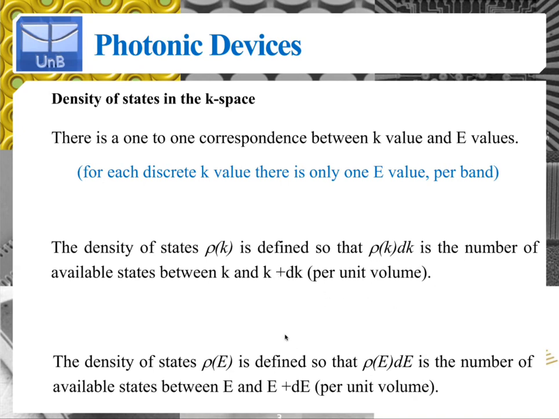Just as we defined rho of E, the density of states expressed as a function of E, here we were talking about rho as a function of k. But rho of E is defined so that rho of E dE is the number of available states between energy values E and E plus dE per unit volume. So you can define a density of states as a function of wave vector k or as a function of energy E in similar manners.